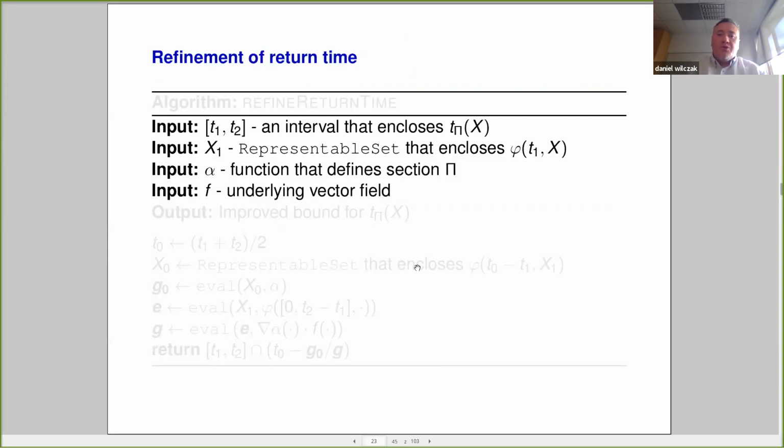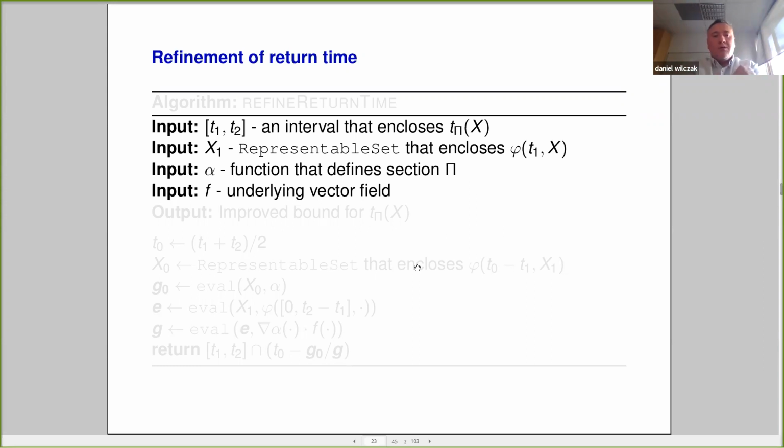This is an algorithm which computes return time. Rigorous computation of return time is actually very easy. We can integrate our set of initial conditions until we are very close to the section at time, say, t1. Then we can do a little time step to make sure that we are after the section, so at time t2. An enclosure of the set of trajectories between t1 and t2 is our enclosure for the Poincaré map, and we also obtain a bound for the return time, t1 to t2.